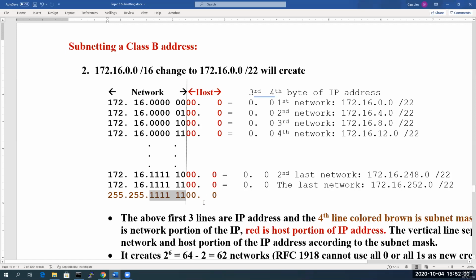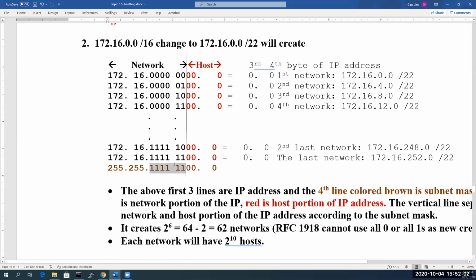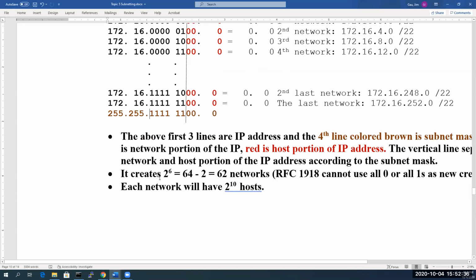That's why you have here 10 bits. 2 to the power 1, 2 to the power 2, and 2 to the power 3, 4, 5, 6, 7. This is 2 to the power 8 combinations here, and this is 2 to the power of 2 combinations here. So you have 2 to the power of 10 combinations per network, which is 1024, right? 2 to the power 10 is 1024. So you will create 64 possible networks if you use a /22 here from a class B. It tells you that it creates 2 to the power 6, 64 minus 2 networks.